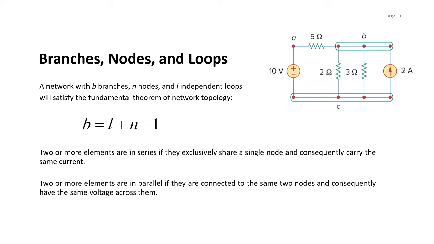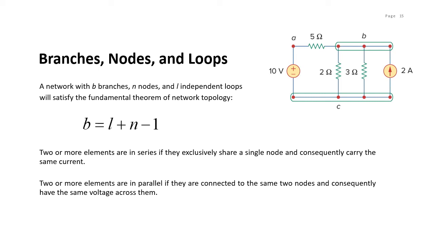For example, two elements are in series if they share one common node and no other element is connected to that common node. Elements in parallel are connected to the same pair of terminals. Okay, so in series, common node, and in parallel, common pair of terminals. Elements may be connected in a way that they are neither in series nor in parallel.